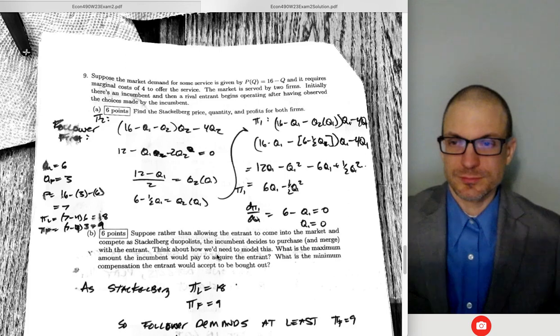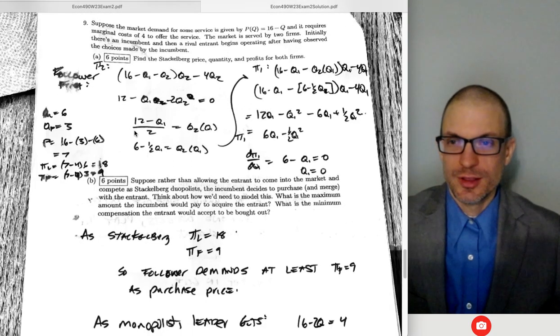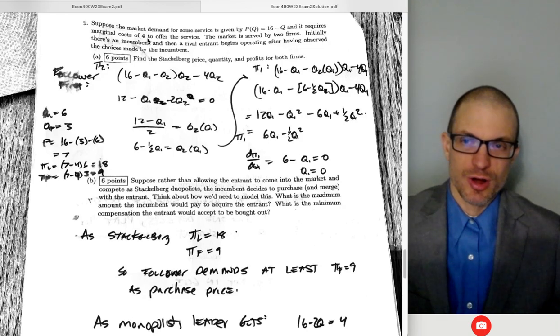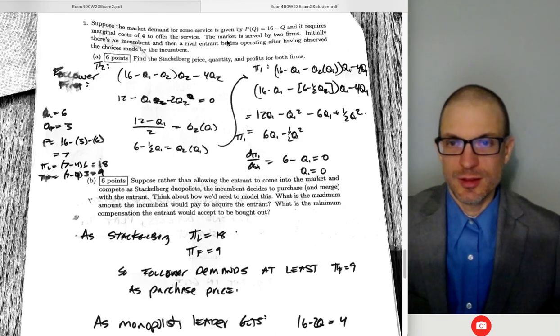Okay. So here's the Stackelberg. Suppose the market for some service is given by price 16 minus Q, and it requires a marginal cost of 4 to offer the service. That means the same marginal cost of 4 for any firm in the market. The market's served by 2 firms. Initially, there's an incumbent, and a rival entrant begins operating after having observed the choices made by the incumbent.